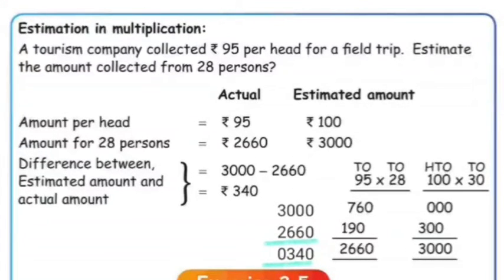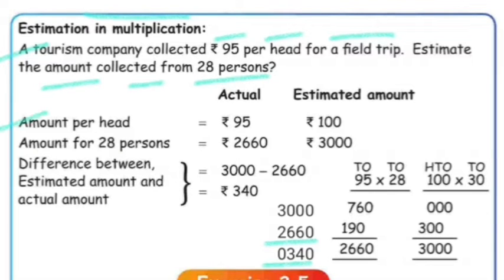Now look at estimation in multiplication. Same way, but here we have to do multiplication instead of addition and subtraction. Our question is like a problem sum. A tourism company collected ₹95 per head for a field trip. Estimate the amount collected from 28 persons. So 28 persons are willing to go on the field trip.